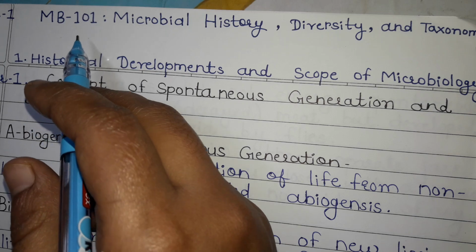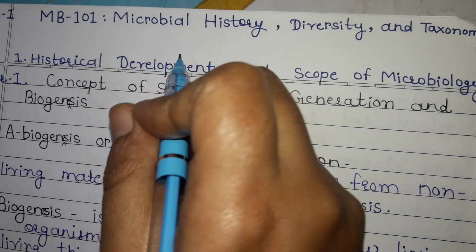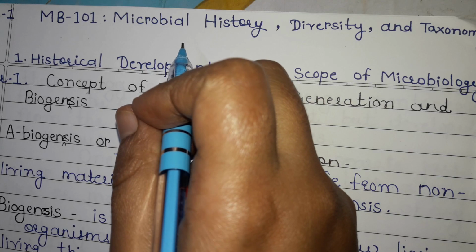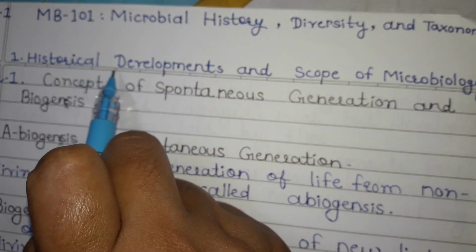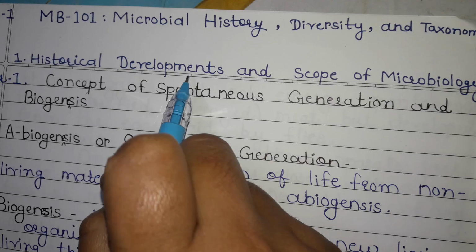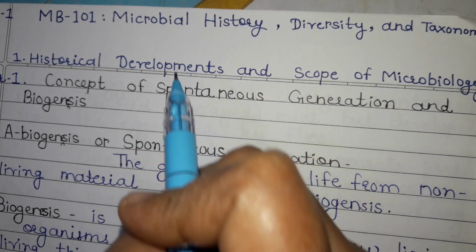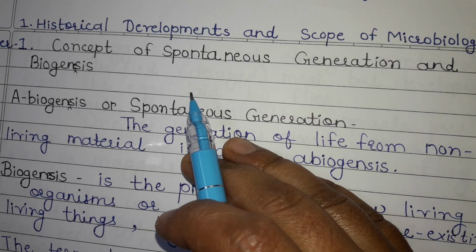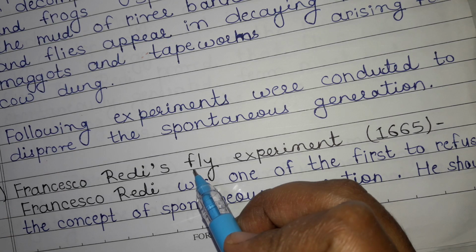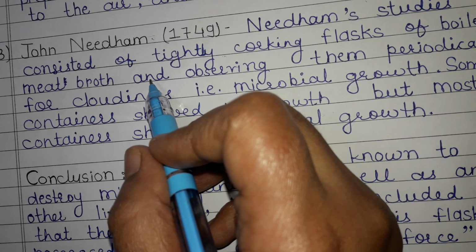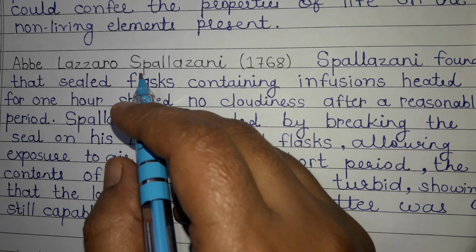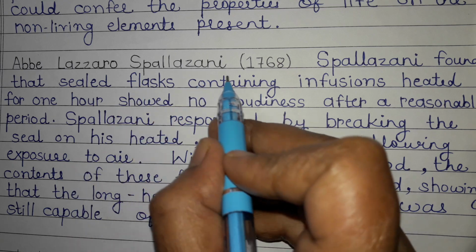Hello friends, we discussed microbial history, diversity and taxonomy in the previous video. We discussed the historical developments and scope of microbiology, the concept of spontaneous generation, biogenesis, and Francesco Redi's fly experiment and Louis Joblot. We also discussed John Needham. Now let's move further and learn about Abbe Lazzaro Spallanzani.